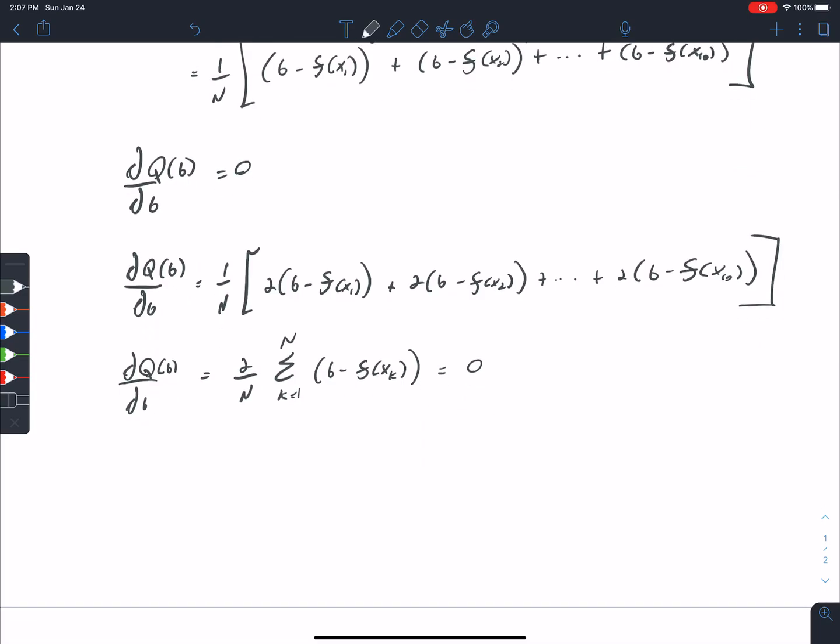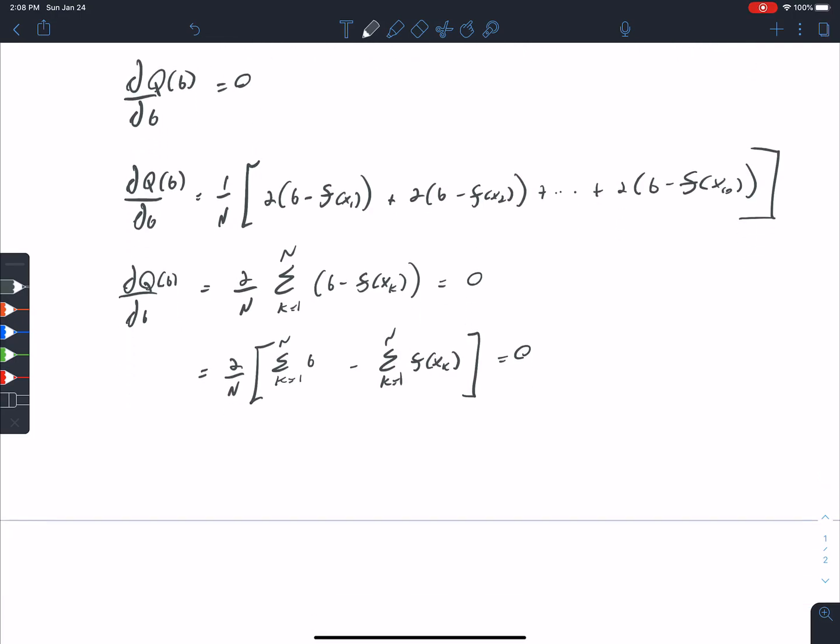So let's rearrange this a little bit just to see what this looks like. We can write the sum here as 2 over n times the sum of k equals 1 through n of b, minus, because now I'm expanding the second part and that has a minus in front, so minus the sum where k equals 1 through n of f of xk, and again this has to be equal to 0.